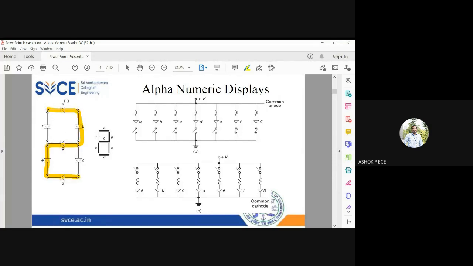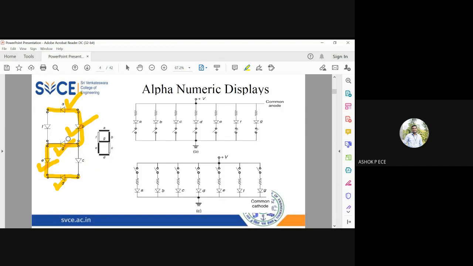So you have to glow the LED A, you have to glow the LED B, you have to glow the LED G, you have to glow the LED E, you have to glow the LED D. So these are the different LEDs you have to glow if you want to produce the numeral 2. Similarly for 0, all the outer LEDs you will be glowing. So it can display all the numbers from 0 to 9. Okay, so that is the beauty of the 7-segment display.